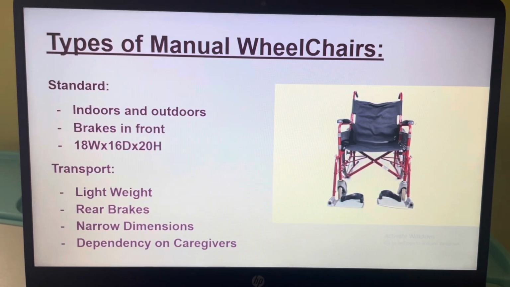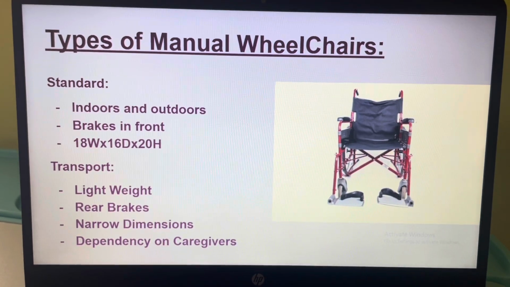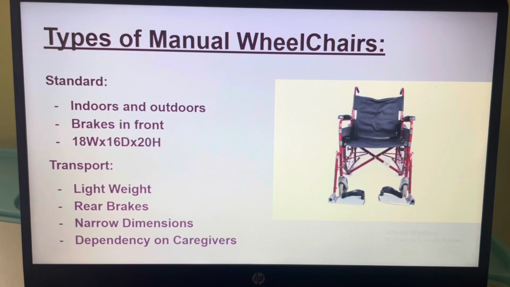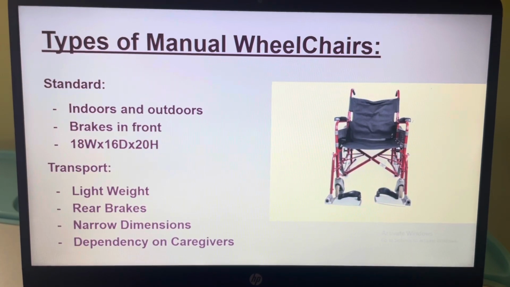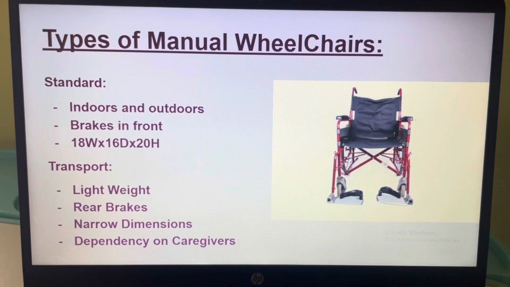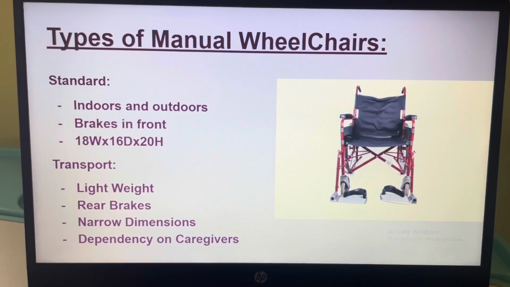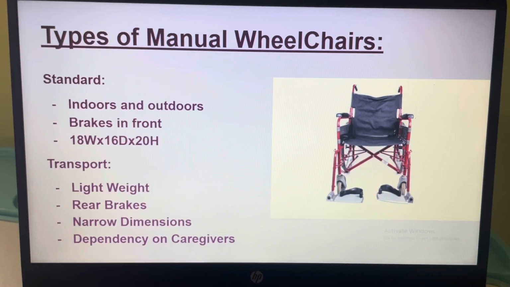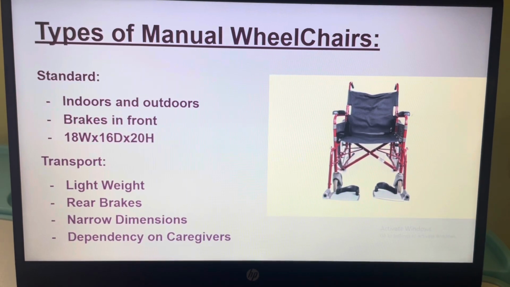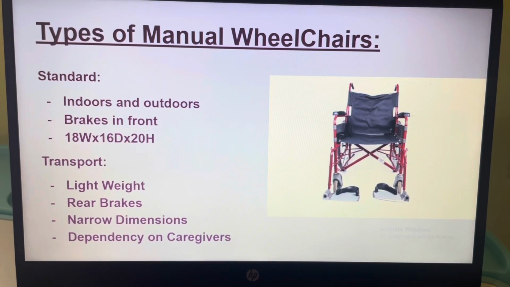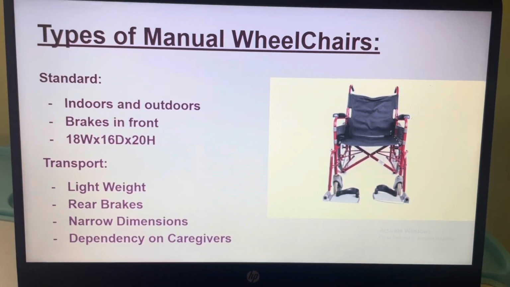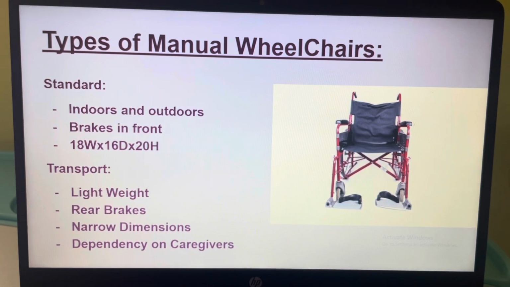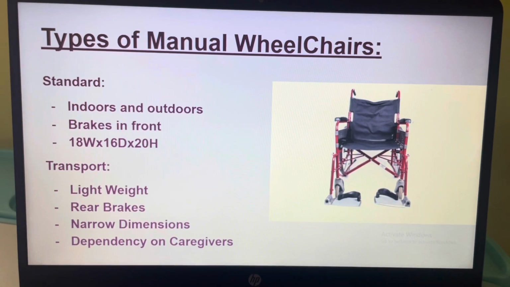Then come the types of wheelchairs. A standard or manual wheelchair can be used indoors and outdoors. The person can maneuver himself or herself in a standard wheelchair. The brakes are located at the front and the normal dimensions of this wheelchair are 18 inches wide, 16 inches depth, and 20 inches in height. You can customize the wheelchair based on patient needs by taking the measurements as we discussed earlier.